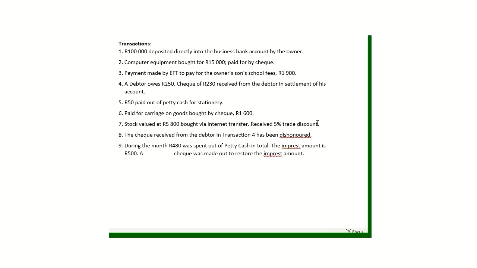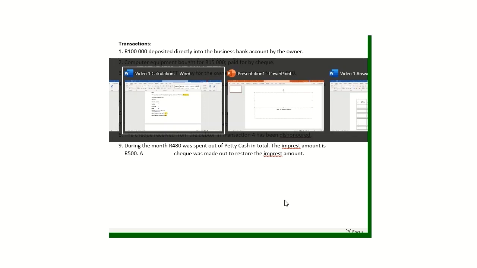So the first transaction says 100,000 deposited directly into the bank account by the owner. So let's go to a sheet where we can do our calculations. So number 1, 100,000 was deposited into the bank account by the owner as part of his contributions. What will that be? What journal, first of all? If the owner puts money into our bank, it means we receive the money, so it's a CRJ.